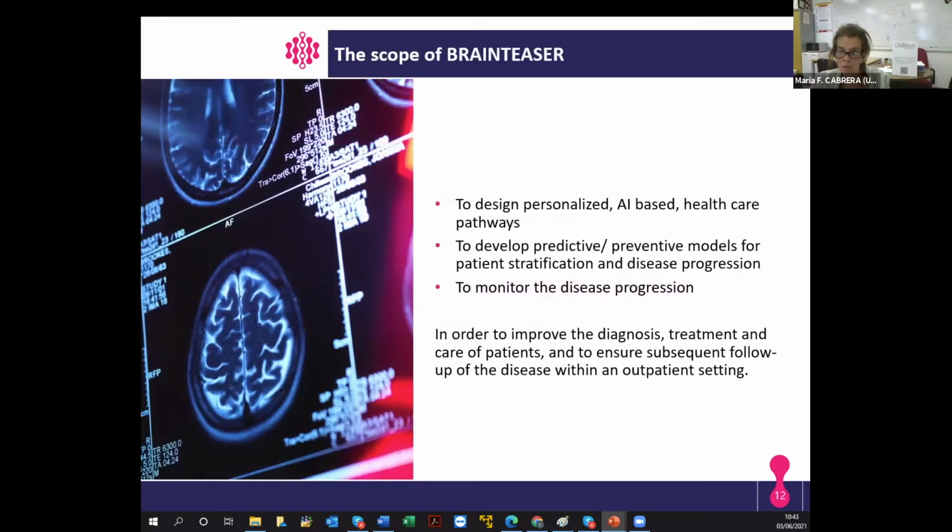Taking into account this context and the existing needs, the scope of this project is to develop personalized, artificial intelligence-based healthcare pathways, to develop both predictive and preventive models for patient stratification and disease progression, and to monitor the disease progression in order to improve diagnosis, treatment, and care of the patients, and to ensure subsequent follow-up of the disease within an outpatient setting.